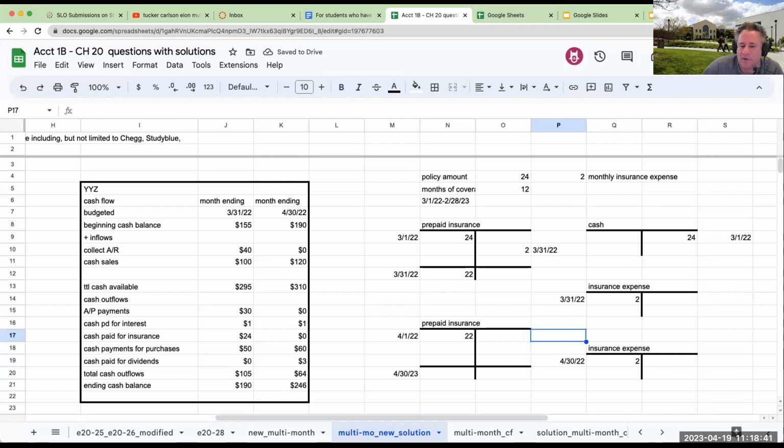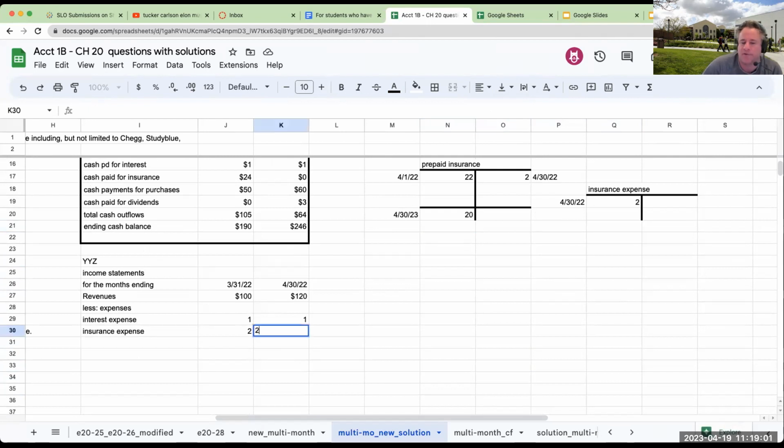And then over here, I'm going to basically show I'm going to debit insurance expense for 2, credit prepaid insurance. My ending balance for this one right here is going to be 20,000. Okay, so insurance expense, I'm going to go through and record this here at 2.